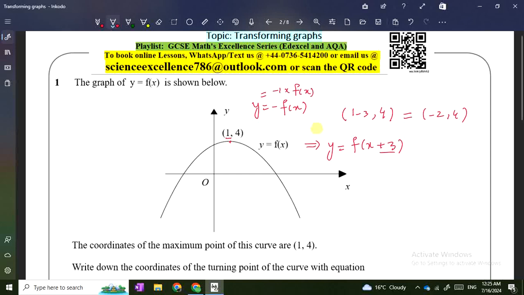So there is a multiplication of minus 1 outside the function. If there is a change outside the function, we have to do the same operation with the y coordinate. So we multiply minus 1 with the y coordinate. 1 as it is, and 4 times minus 1 will be minus 4. So the coordinates of the turning point of this new function will be (1, -4).